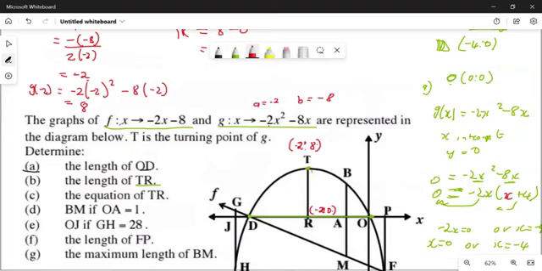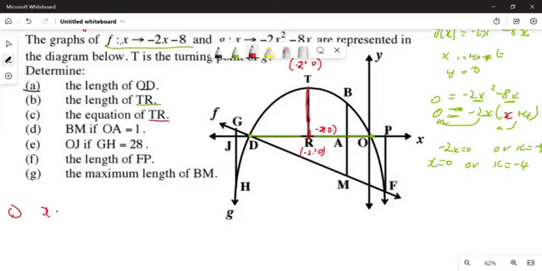They say determine the equation of TR. So this is a straight line. Okay? TR is a straight line. x is equaling minus 2. This is the equation of the line. Yeah, that's all. This is a straight line. Now we want to get BM.